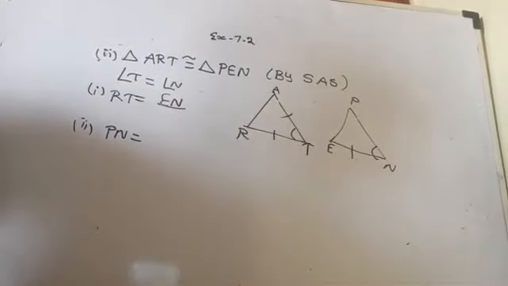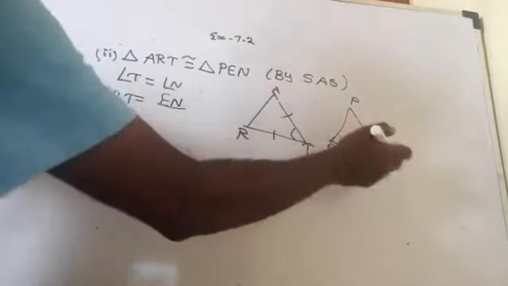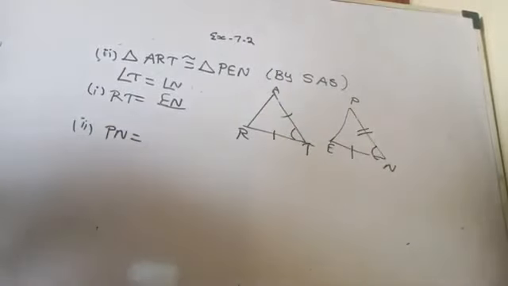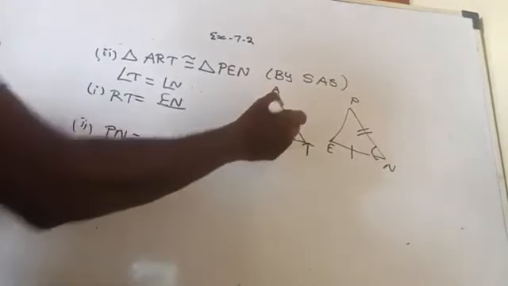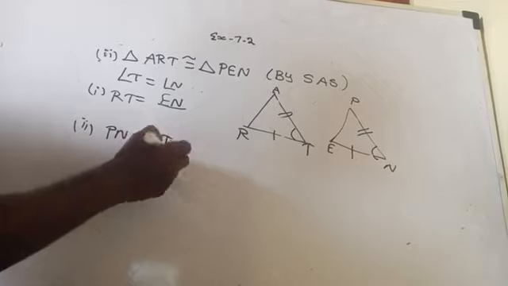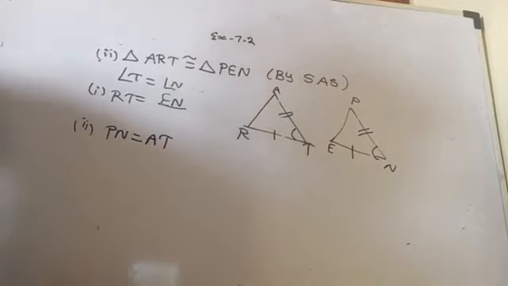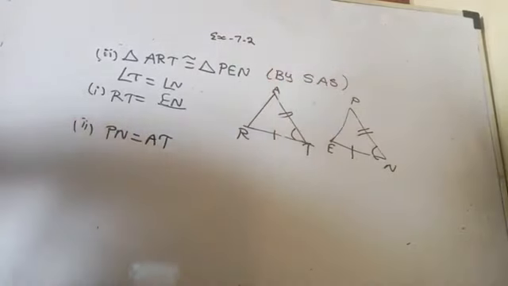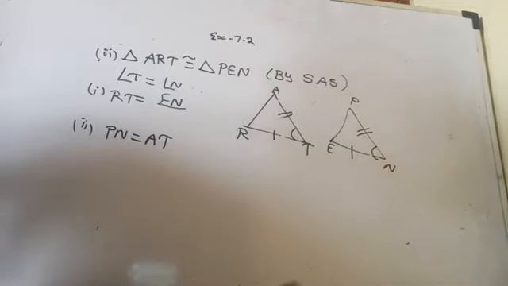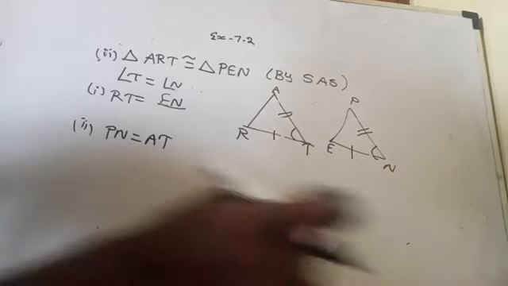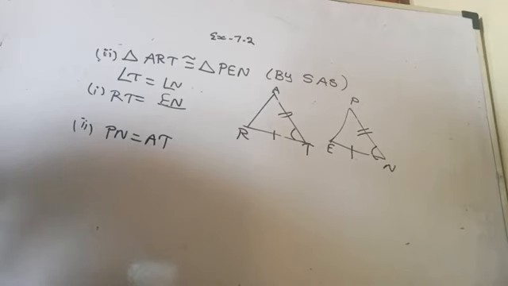Are you getting there? Then another one, PN. This is the side PN. This side PN is equal to the side AT. Then by the SAS congruence rule, you can say that these two triangles are what? Congruent. Are you getting there? Yes. And then again, the triangles are the same, ART and PEN, and they said these two triangles are congruent.